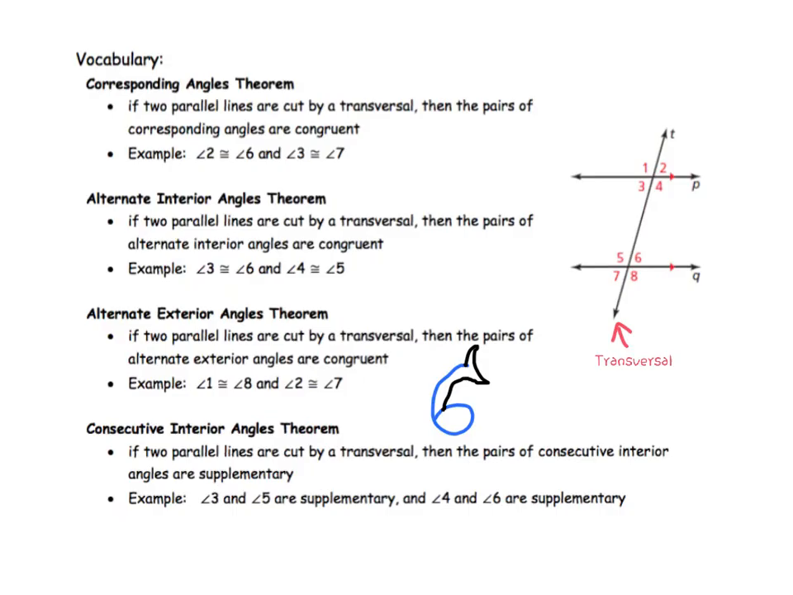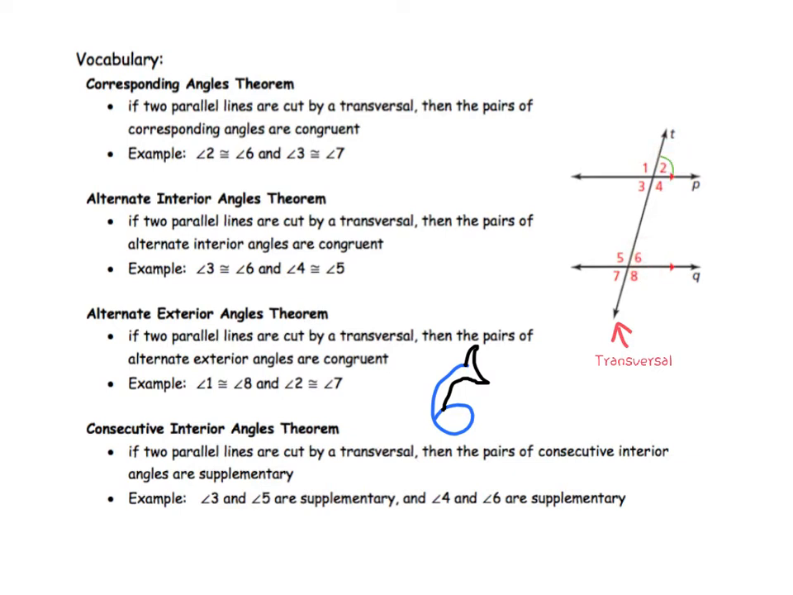All right, so let's go over some vocabulary. We have something called the corresponding angle theorem. If two parallel lines are cut by a transversal, so notice here in this picture, line P and line Q are the parallel lines, and I can see that by the symbol here. Therefore line T is cutting through both of those parallel lines, so that line is called a transversal, right? So if two parallel lines are cut by a transversal, then the pairs of corresponding angles are congruent. Meaning that in this case, angle 2 is in the same spot as angle 6, so they're going to be congruent.